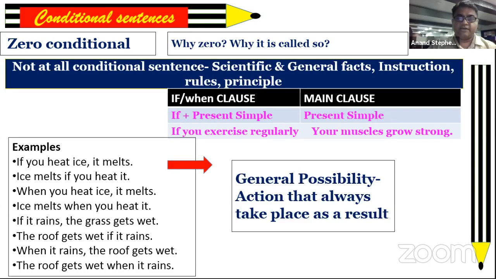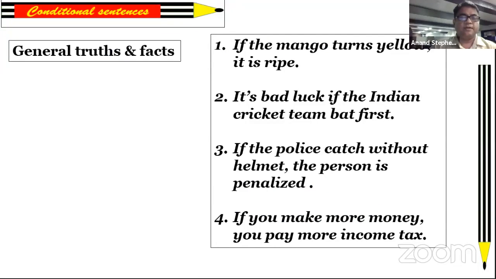If you exercise regularly, your muscles grow strong. Okay, so these are the examples, and it points out a general possibility, an action that always takes place as a result. Okay. Let's move forward. General truth and facts. If the mango turns yellow, it is ripe.